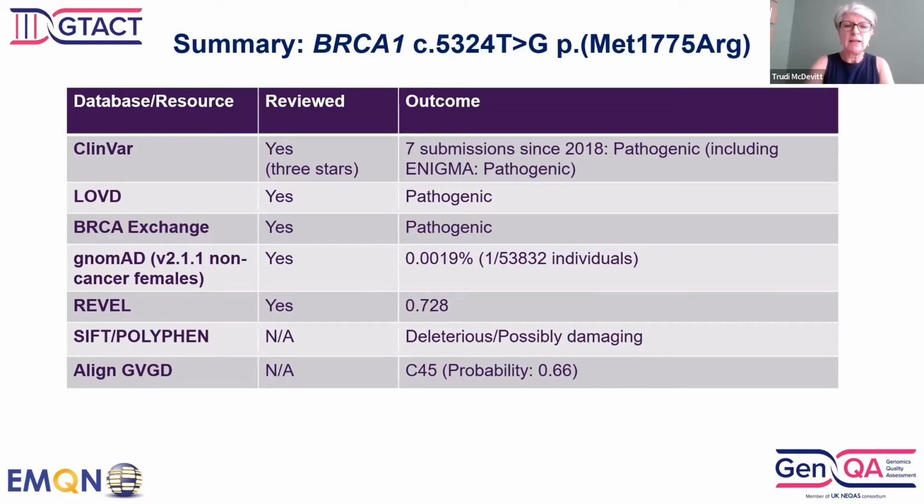On gnomAD, on the gnomAD non-cancer females data set, it's present in 1 individual in greater than 50,000 individuals. So that's a frequency of 0.0019%. The REVEL score for this variant is 0.728, and other in silico tools also support pathogenicity. So next slide, please.